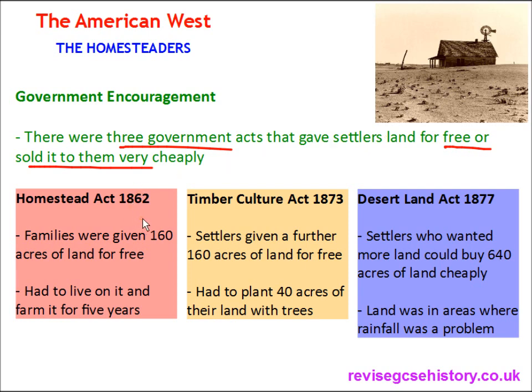So the Homestead Act of 1862, this gave families 160 acres of land for free, and the one condition is that they had to live on it and farm it for 5 years.